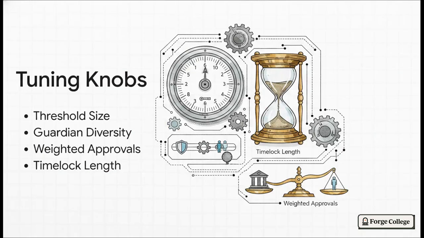By treating these factors as adjustable tuning knobs, you can model some amazing attack and recovery scenarios. You can tweak your threshold size, your guardian diversity, or your time lock length. You can even use weighted approvals, like, say, giving an institutional guardian a heavier voting weight to balance out the speed of social approvals. So maybe your bank's signature counts as 3 votes, while your buddy's signature only counts as 1. You are essentially programming your own custom security physics.